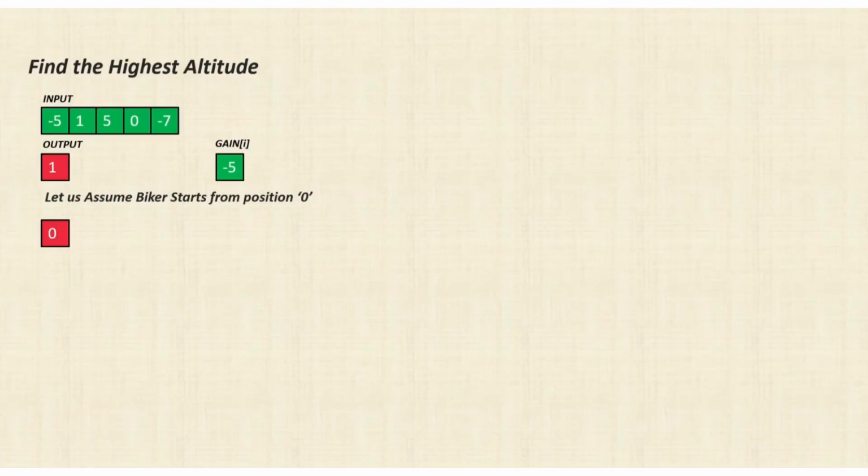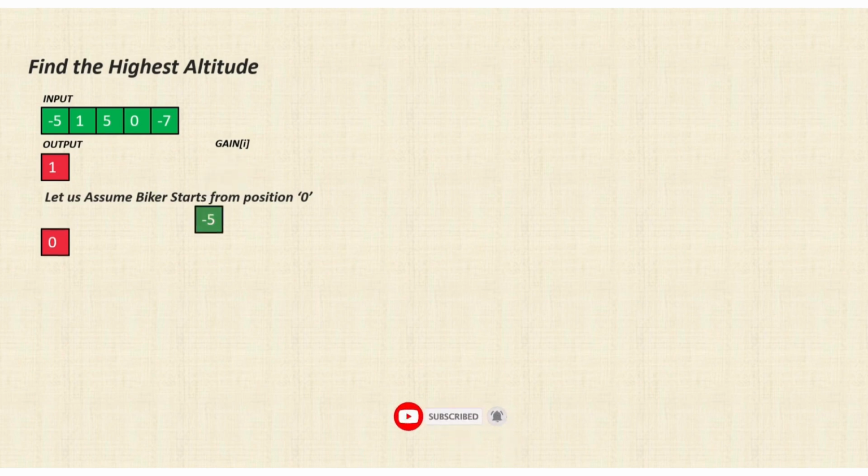So let us try to understand the approach to solve the given problem with the following presentation. Here we have an input array of -5, 1, 5, 0, -7 and an output variable of 1. Let us assume the biker starts his journey from position 0, and every element in the array represents the altitude difference between 2 points in the total journey. So the altitude gain between point 0 and point 1 will be -5. That can be represented in the following way.